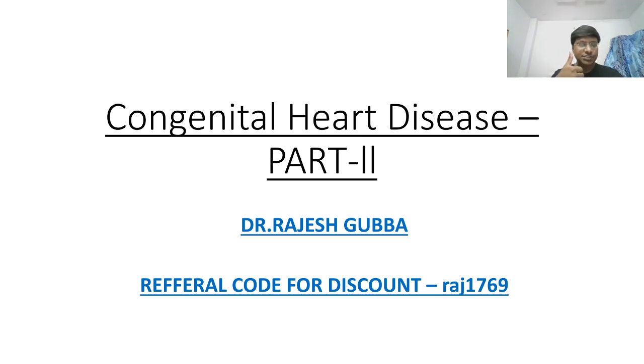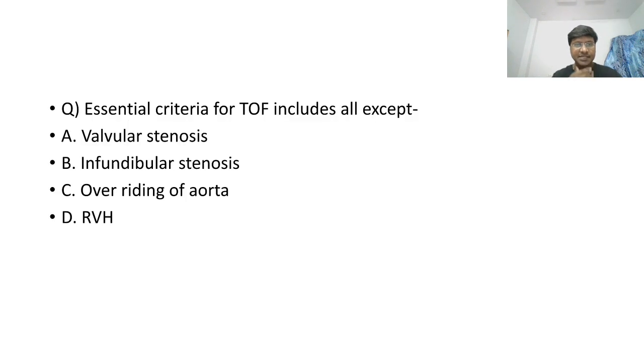I will discuss tetralogy of Fallot. I will discuss the atrial septal defect, which is a very common area where questions will be asked. And the other important area is PDA, patent ductus arteriosus. So these are the three things which I am about to take for now. Let me start the discussion with tetralogy of Fallot.